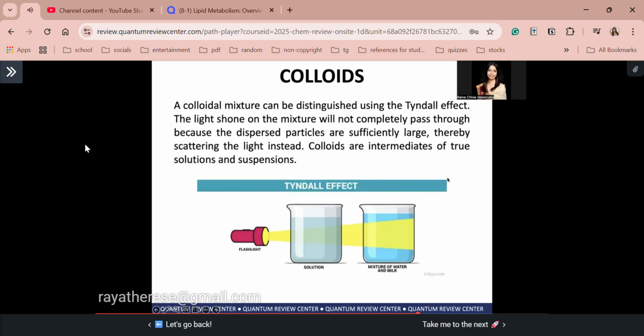So, for example, mag-flash ka ng flashlight sa mixture mo. Okay? So, mangyayari guys, for a solution, syempre, hindi siya magpapass through lang yan. Di ba? However, for a colloid, light will not completely pass through, kasi yung mga dispersed particles mo, mas malaki compared to the particles of a solution, right? Therefore, ang mangyayari is a scattering of light. Again, you have scattering of light. Therefore, you have Tyndall effect for colloids. So, that's why we call colloids as intermediates of true solutions and suspensions.